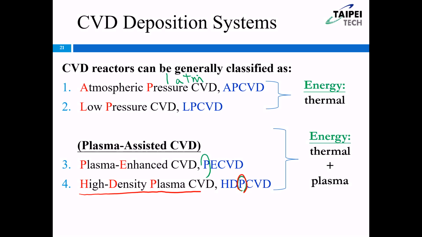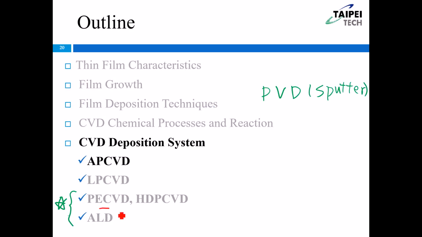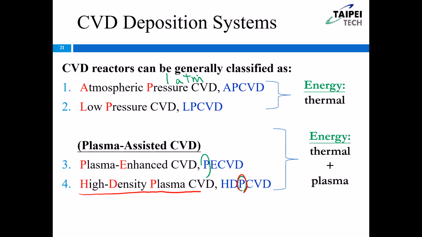And how about the ALD? You see ALD here, right? ALD is atomic layer deposition, 原子层沉积. We call it atomic layer deposition, but it's also one kind of CVD. Of course, it involves a chemical reaction. So ALD is one kind of CVD.